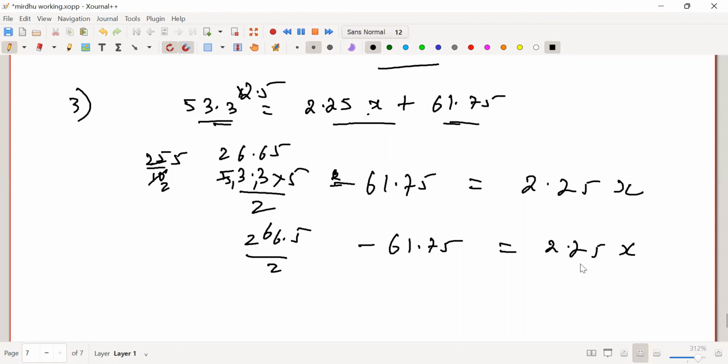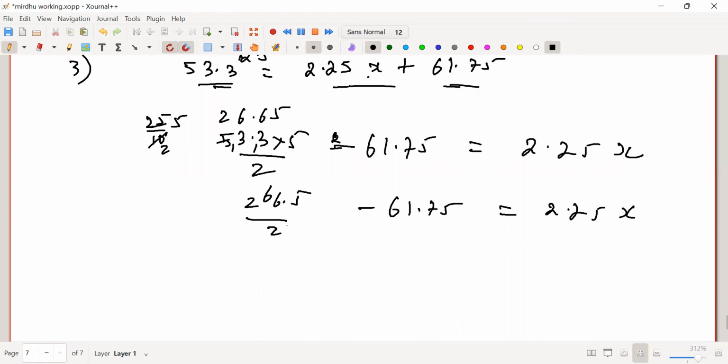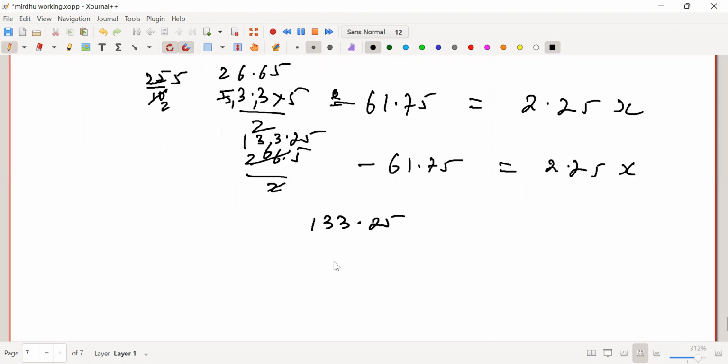That is into 100 divided by 100. 9 divided by 4. So when I cancel this, 133.25. All right. Minus 61.75. 133.25 minus 61.75. So subtract properly or else we'll be getting the wrong answer.